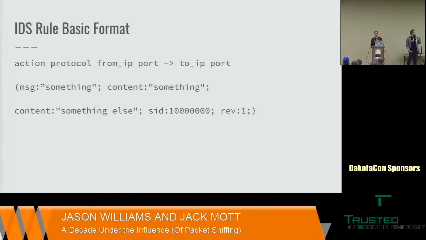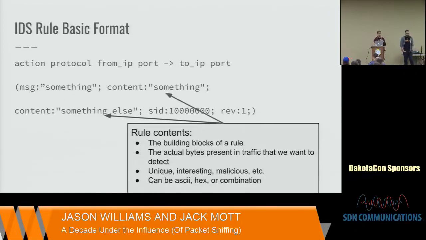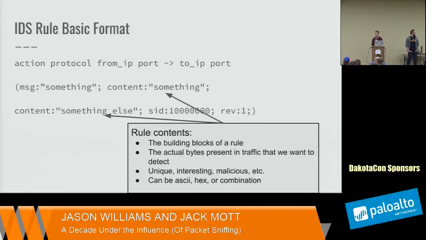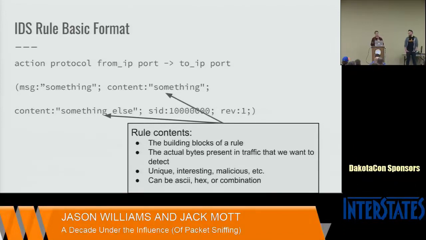Following that, we get into the contents. This is the actual meat of the rule. What are we actually trying to look for in the packet? We've set all the foundational aspects up, but now we're going to look for what's in that HTTP traffic that we care about, or whatever protocol. This is the building blocks. This is the actual bytes that we're trying to detect, and this is where we want to be unique. We want to be specific, but we also want to be loose in the sense that maybe we want to catch some variance.